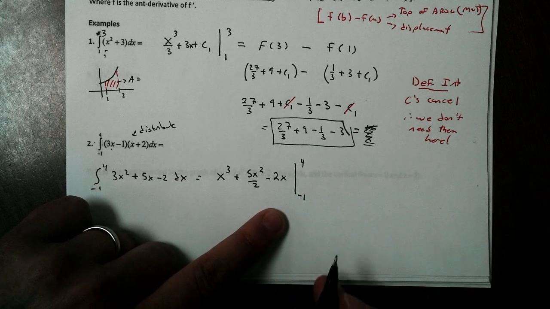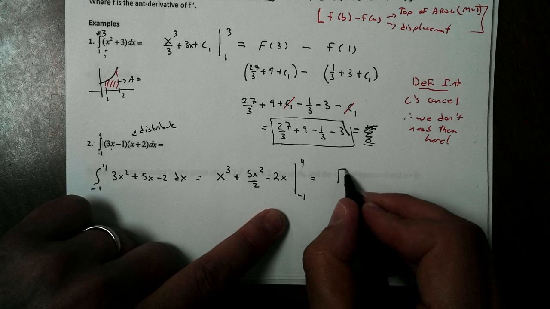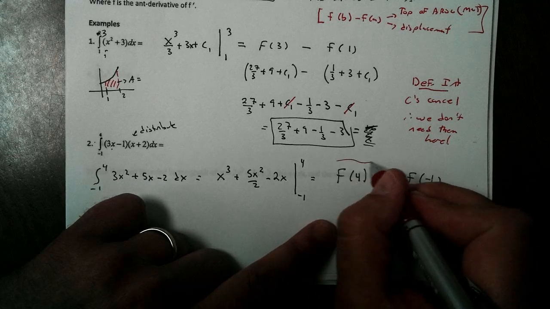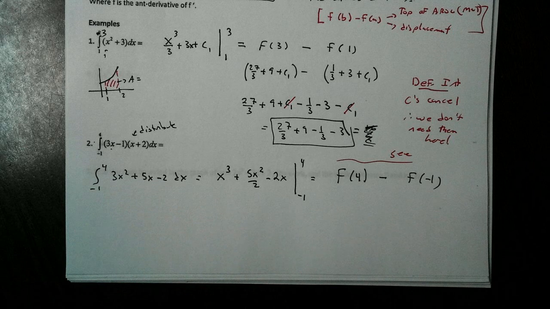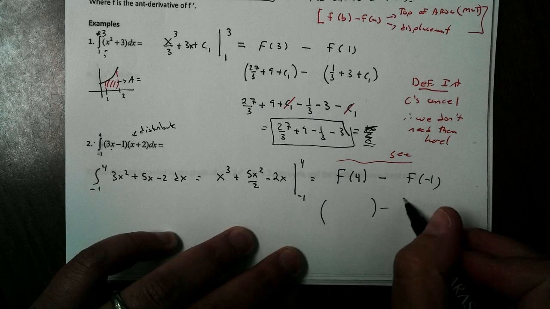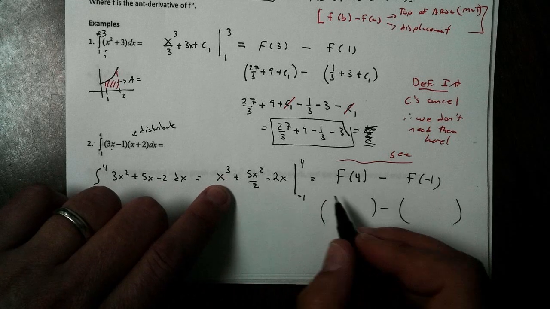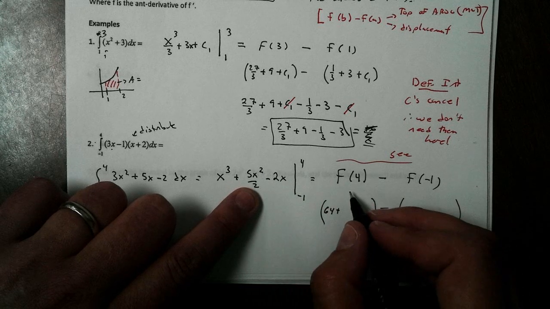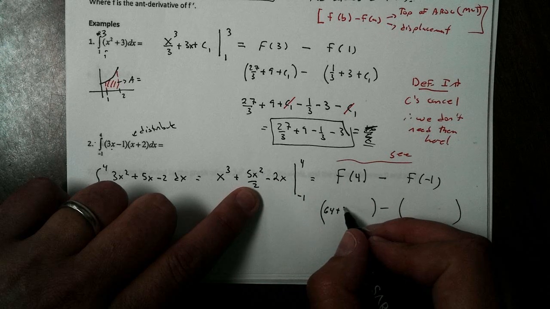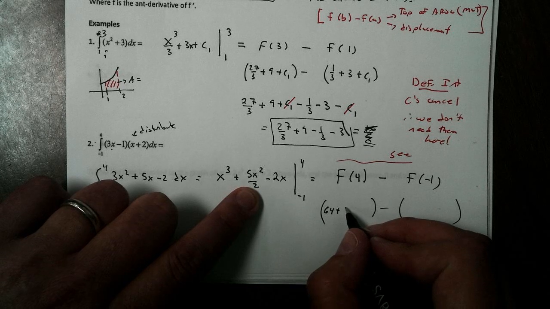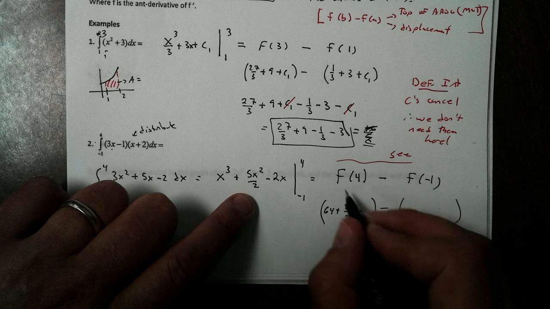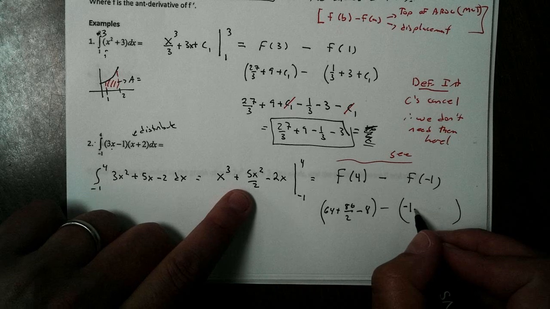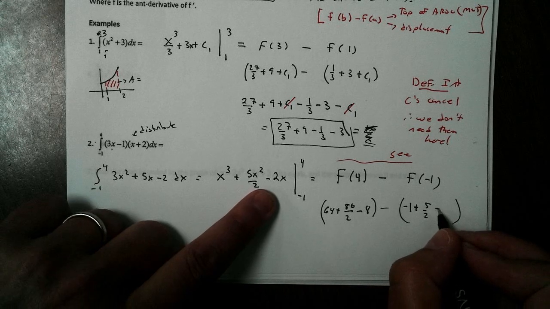From -1 to 4. And now we're going to do the most important step. We're going to evaluate the integral at 4 minus the integral at -1. I want you to see this for now because it's going to help you. Use big parentheses. And these don't take much. 4 cubed, 64, plus 5 times 16. I don't know what that is. That's what, 5 times 16? Oh, who knows? I think it's 80 over 2 minus 8. Plug in a -1. Be careful. -1. This becomes plus 5 halves plus 2.